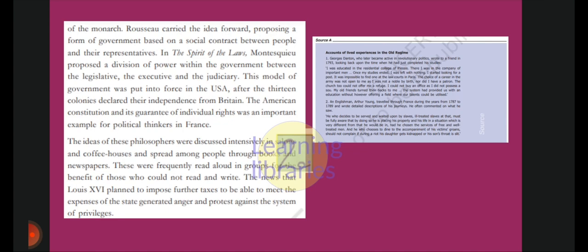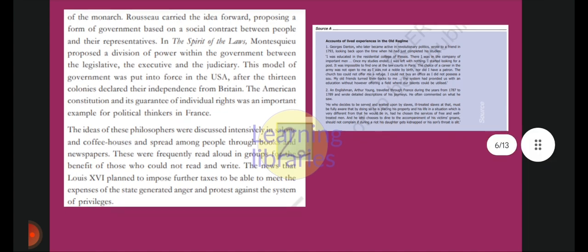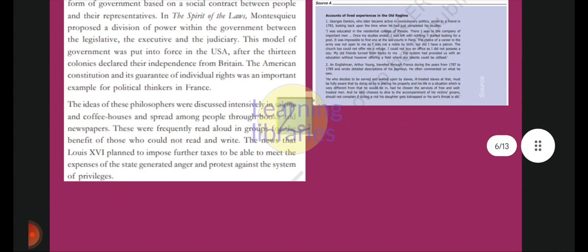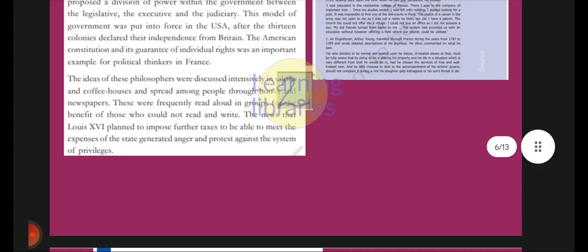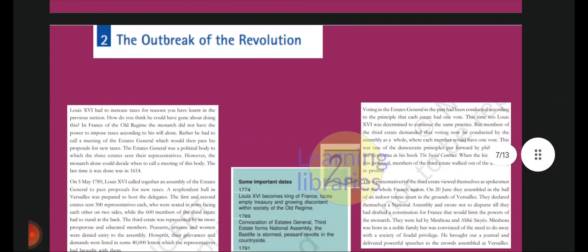The ideas of these philosophers were discussed intensively in salons and coffee houses and spread among people through books and newspapers. These were frequently read aloud in groups for the benefit of those who could not read and write. The news that Louis XVI planned to impose further taxes to be able to meet the expenses of the state generated anger and protest against the system of privileges.